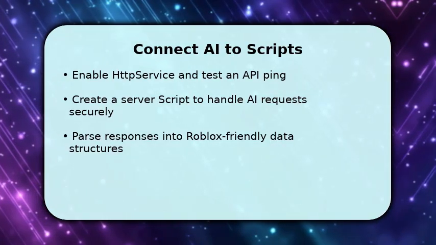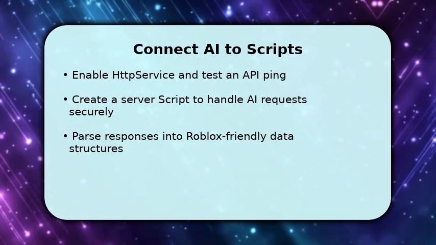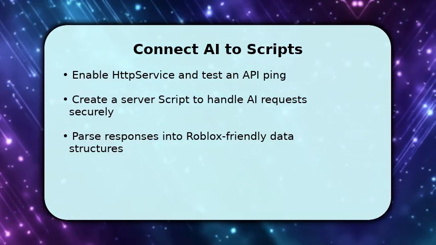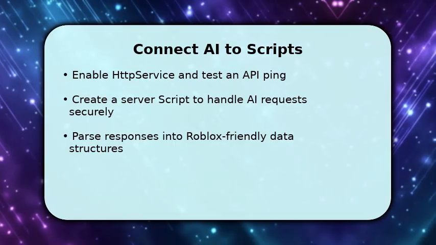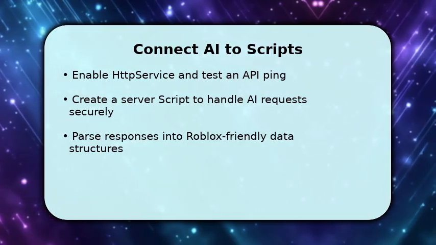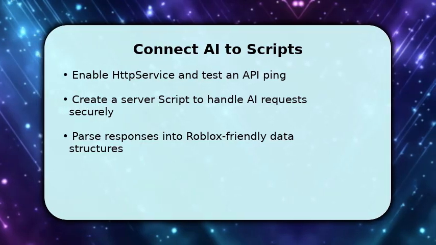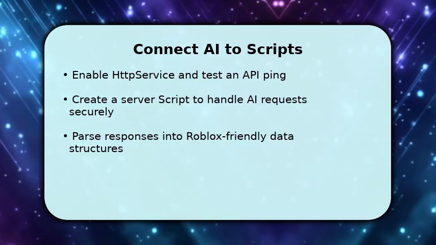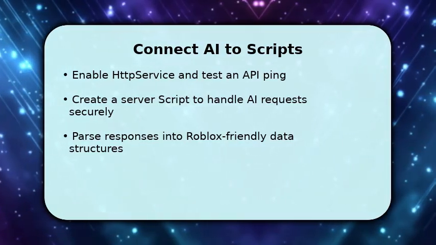Then create a server-side script that formats prompts, handles rate limits, and receives responses, so game clients never hold secrets. Once you receive JSON back, parse it into tables or strings suitable for NPC dialogue, procedural content, or code generation.